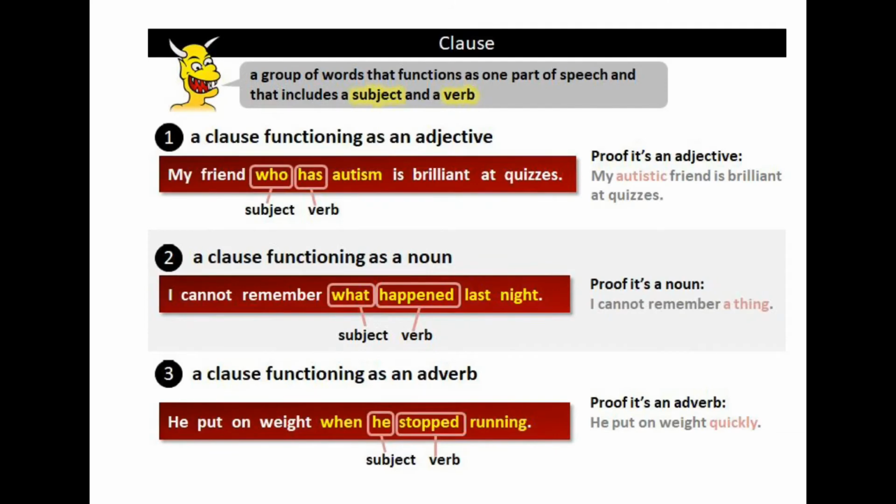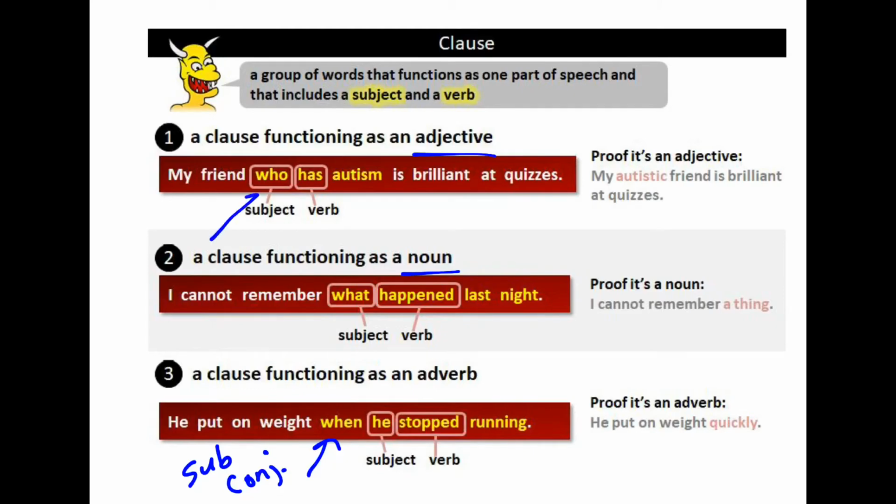We looked at this graphic from Grammar Monster earlier in the year, looking at three different functions of clauses. A clause can function as an adverb, and here we see this word when, which is a subordinating conjunction. And we also see that clauses can function as adjectives or nouns.